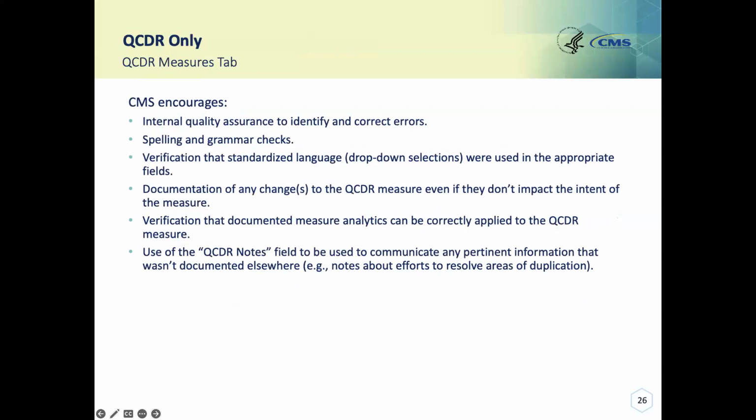Prior to submitting any QCDR measures for CMS consideration, we really encourage you to review your full submission to make sure that there are no errors. Ensure that spelling and grammar are correct. When you are filling out your submission, make sure that you're using the drop-down selections when appropriate. If there are changes to the measure that do not impact the intent, we would still like to know what specifically has changed. You also want to make sure that all the analytics are correct within the specification. And lastly, we do have a section called QCDR notes that you can use to communicate anything you think is important that hasn't already been communicated within the existing documented fields.